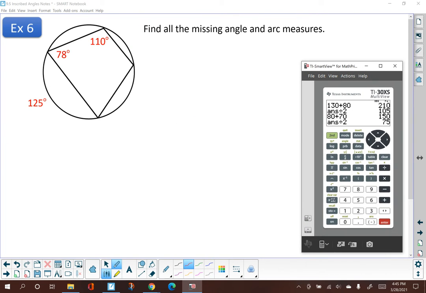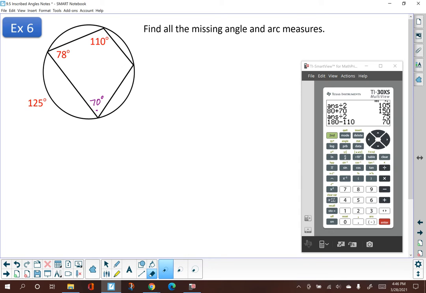Okay, here's our diagram. Our goal here is to find all the missing arcs and angles. So let's start, and we can use this new theorem. This is an inscribed quadrilateral, so I know that this angle up here and this angle down here have to add up to 180. So I can do 180 minus 110 to get that angle, and that is 70 degrees.